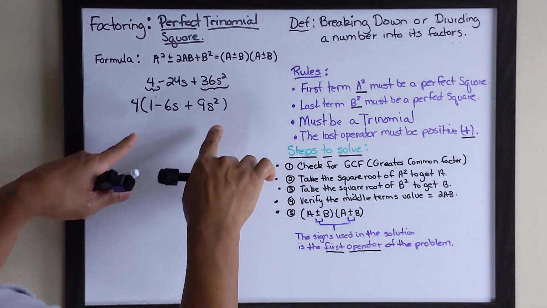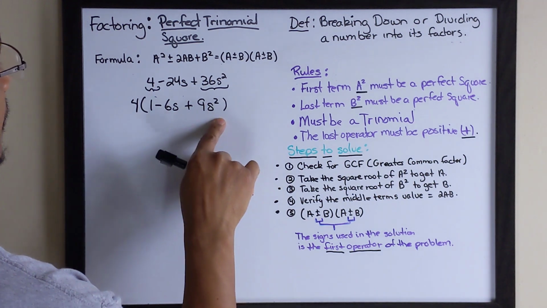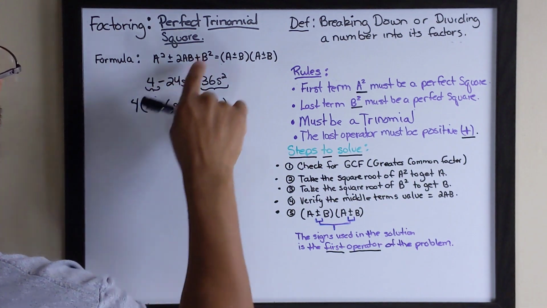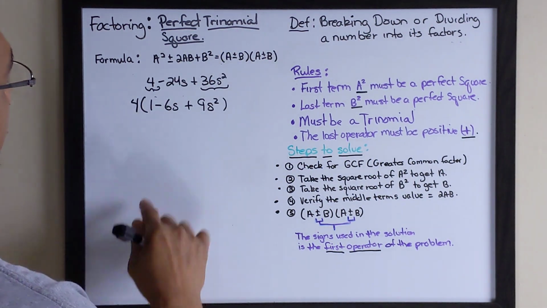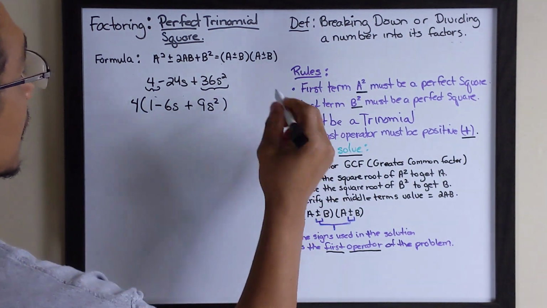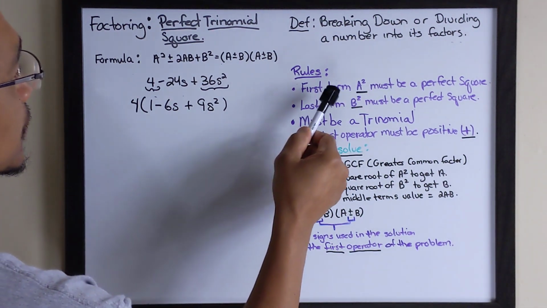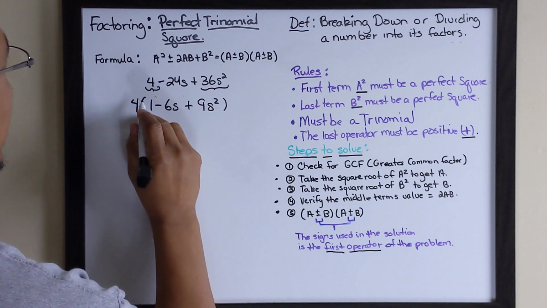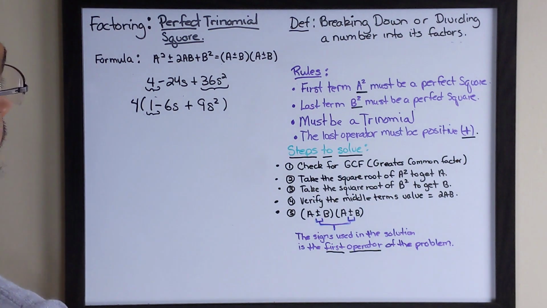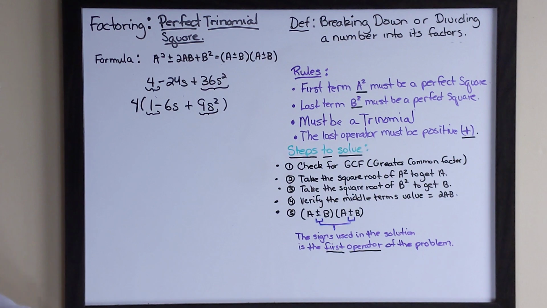Now that we have what's left in the parentheses, sometimes you can try to factor this some more by using some other method. But in this case, we want to solve it using the perfect trinomial square, since that's what we're talking about today. Before we do that, let's check to see if we can actually factor this using perfect trinomial square by looking at the rules. Rule number 1: is the first term a perfect square? In this parentheses, this is our first term, and the answer is yes. Is the last term a perfect square? Yes, it is.